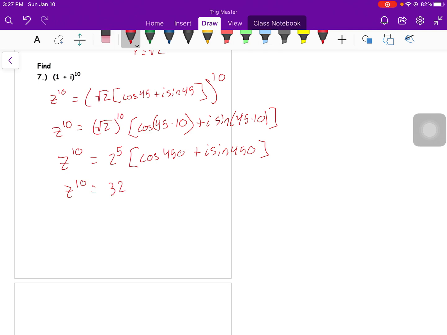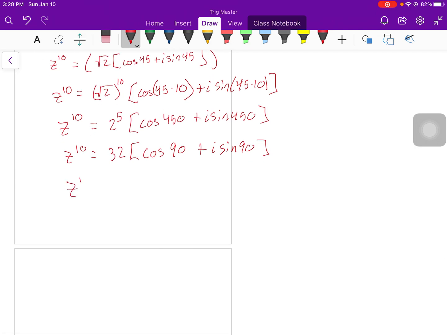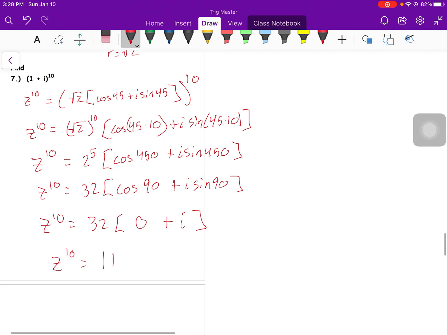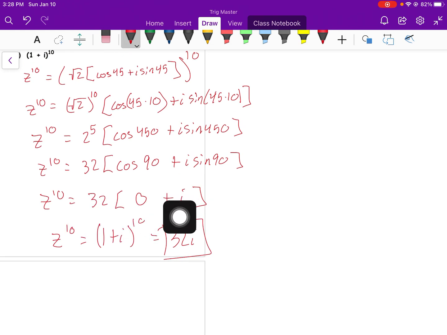But cosine of 450 degrees is a full rotation plus a little bit more. So that's actually just going to be the same thing as cosine of 90 plus i sine of 90. So that's 90 degrees past 360 degrees. So z to the 10th is equal to 32 times, well, cosine of 90 degrees is 0, and sine of 90 degrees is 1. So this entire thing, z to the 10th, or (1 + i) to the 10th as it was written originally, is just equal to 32i. When I distribute, 32 times 0 is 0, 32 times i is 32i.